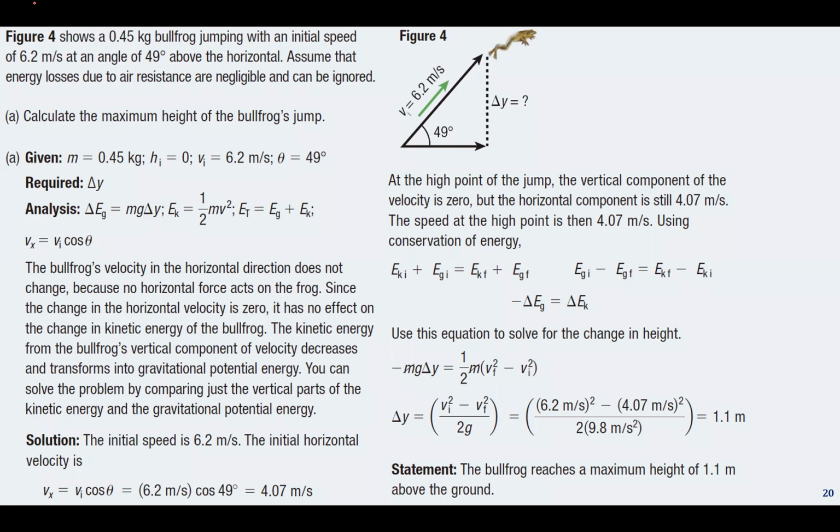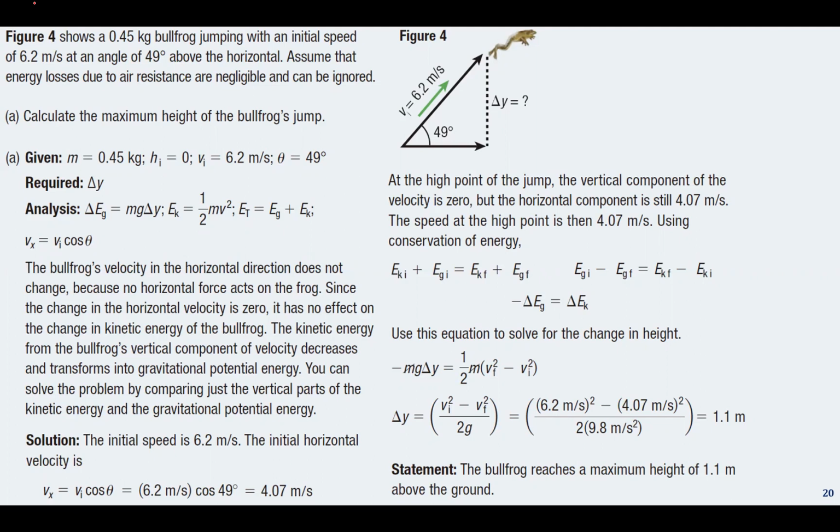So the initial speed is 6.2 meters per second. The initial horizontal velocity is then vx equals vi times cosine theta, which is approximately 4.07 meters per second. At the high point of the jump, the vertical component of the velocity is 0, but the horizontal component is still 4.07 meters per second. The speed at the high point is then 4.07 meters per second. Using conservation of energy, we have EKI plus EGI equals EKF plus EGF.